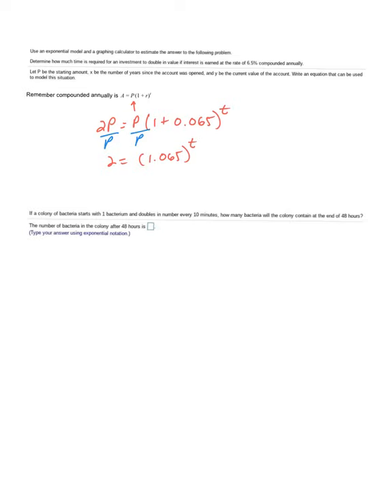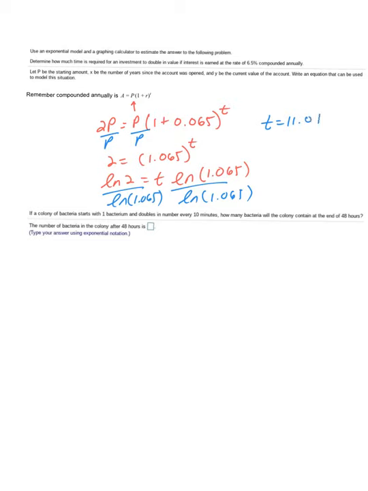You can divide both sides by P. We're assuming that P is not going to be 0 here, and you get 2. That allows you then to ln both sides. And when you ln both sides, the t can drop to the front. You can then divide both sides by ln of 1.065, and this will give you t equals 11.01. Let's look at the next example.